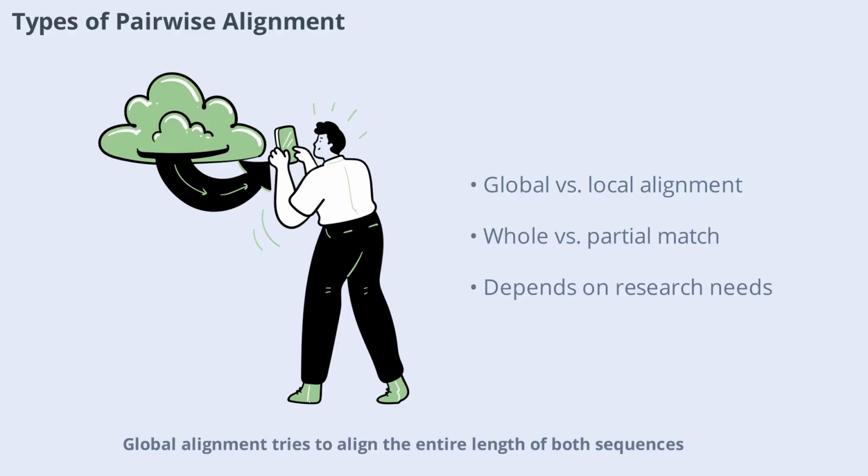Global alignment tries to align the entire length of both sequences, making it ideal when the sequences are similar and of comparable length. Local alignment, on the other hand, focuses on finding the best matching region within the sequences, which is useful when sequences are only partially similar or contain conserved domains. Choosing the right type depends on your research question and the nature of your sequences.